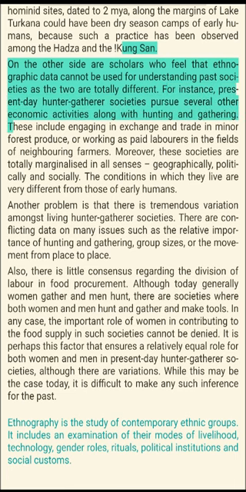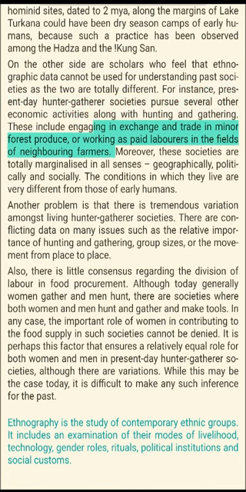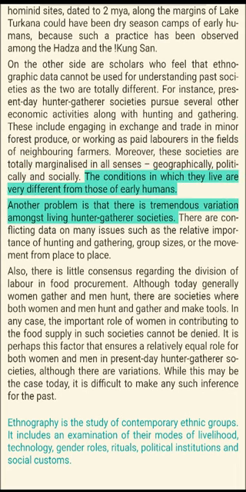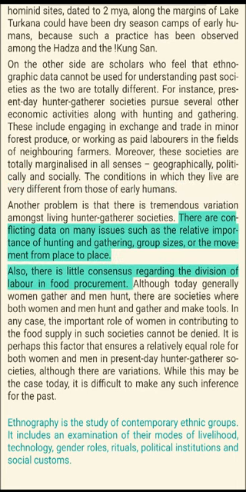On the other side are scholars who feel that ethnographic data cannot be used for understanding past societies, as the two are totally different. For instance, present-day hunter-gatherer societies pursue several other economic activities along with hunting and gathering. These include trade in minor forest produce, or working as paid laborers in the fields of neighboring farmers. Moreover, these societies are totally marginalized in all senses, geographically, politically and socially. The conditions in which they live are very different from those of early humans.